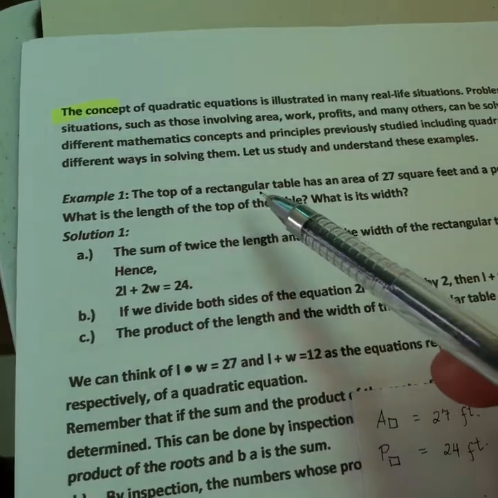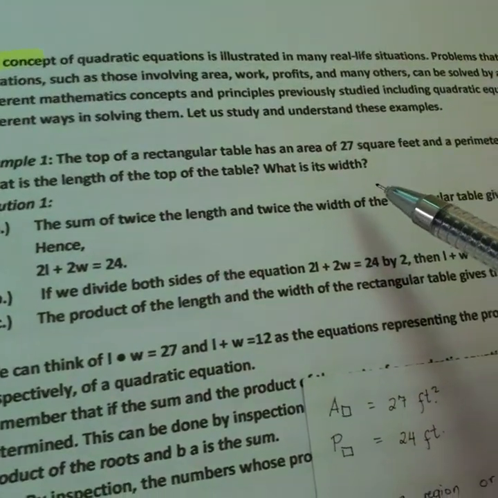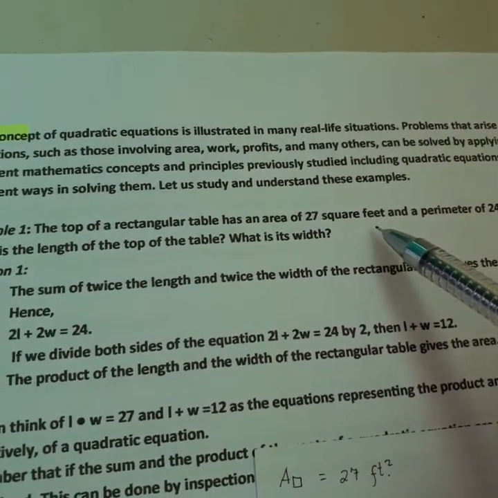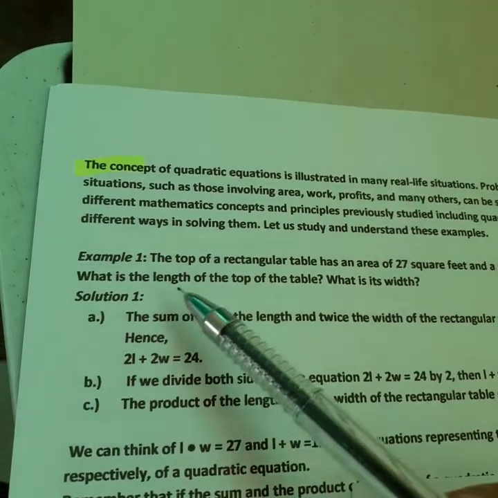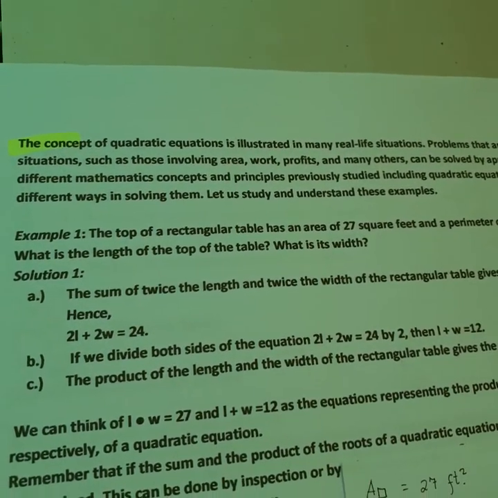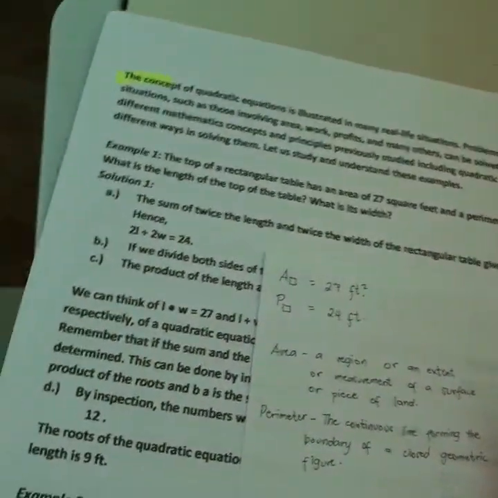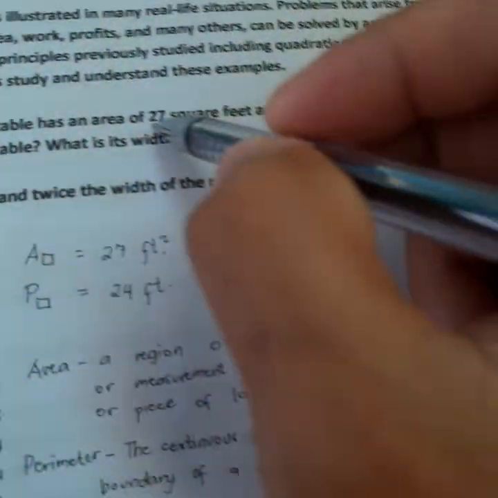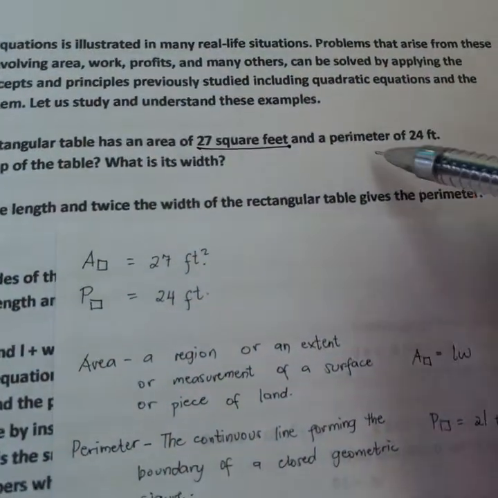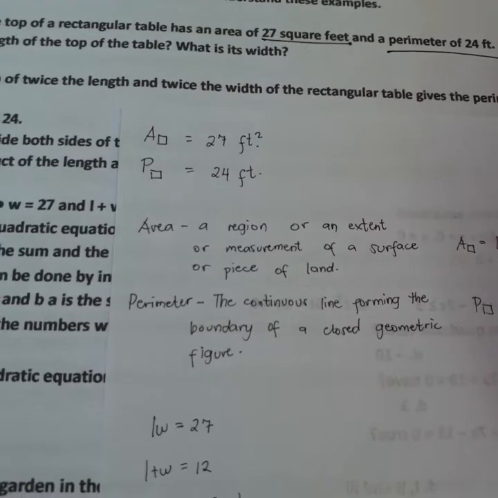The top of a rectangular table has an area of 27 square feet and a perimeter of 24 feet. What is the length of the top of the table? What is the width? Okay, ang pangutana. Ang scenario is, ang iyang area is 27 square feet, di ba? 27 square feet and a perimeter of 24 feet.